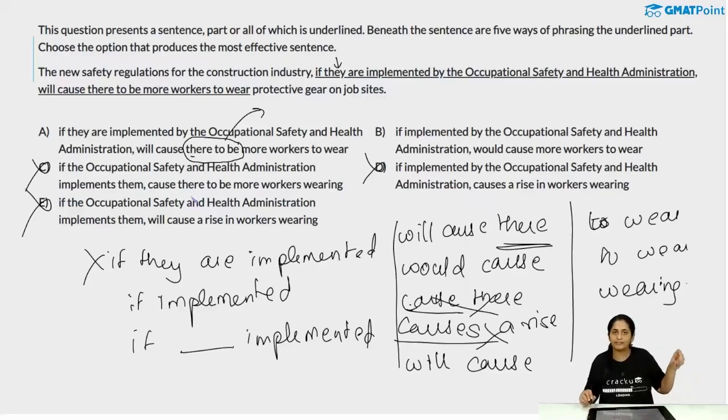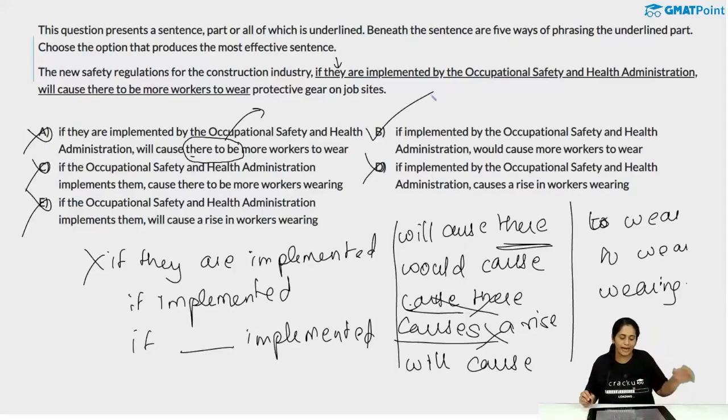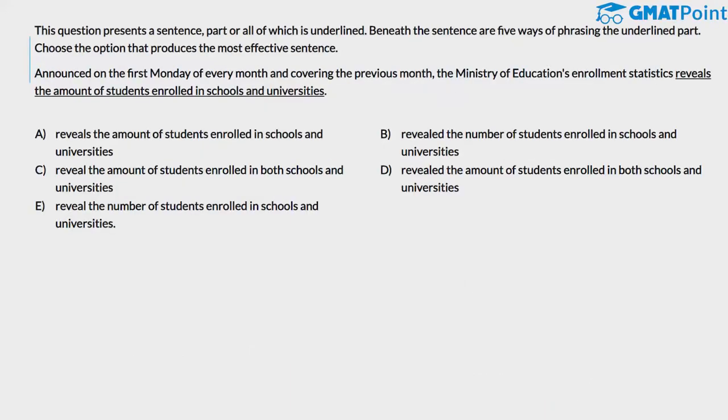So because of that, from tense consistency also, you can eliminate option A. The correct answer is option B. And the presence of "there to be" is an unnecessary awkward construction. Because of that also, you can eliminate option A. So through option elimination, I can say that option B is the right choice. "If implemented" is the simple, clean way of putting the first part, and would cause is the right way of using the verb in a hypothetical scenario. And to wear is the right way. Wearing changes the meaning of the sentence. So from the choices that we have, B is the right choice to make.